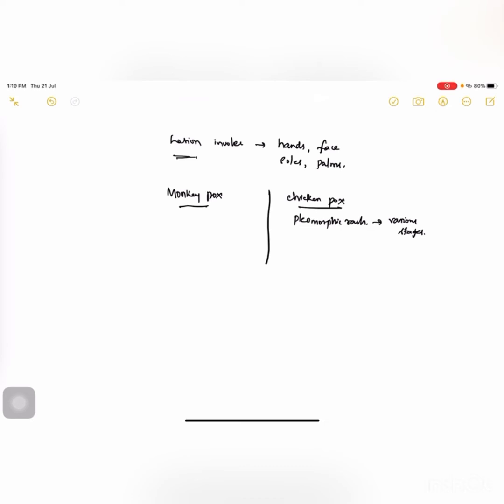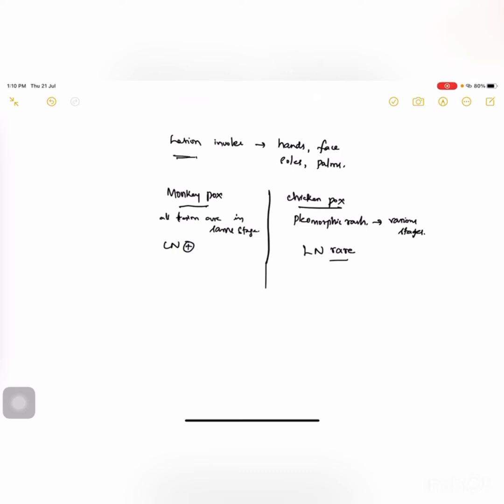But in monkeypox, all lesions are in the same stage. That is, all will be either macules, or all will be papules, or all will be vesicles. The lesions will be in the same stage. There is lymphadenopathy in monkeypox, but in chickenpox the lymphadenopathy is rare. In monkeypox it is commonly seen. Mostly the cervical lymph nodes are enlarged in monkeypox virus infection.